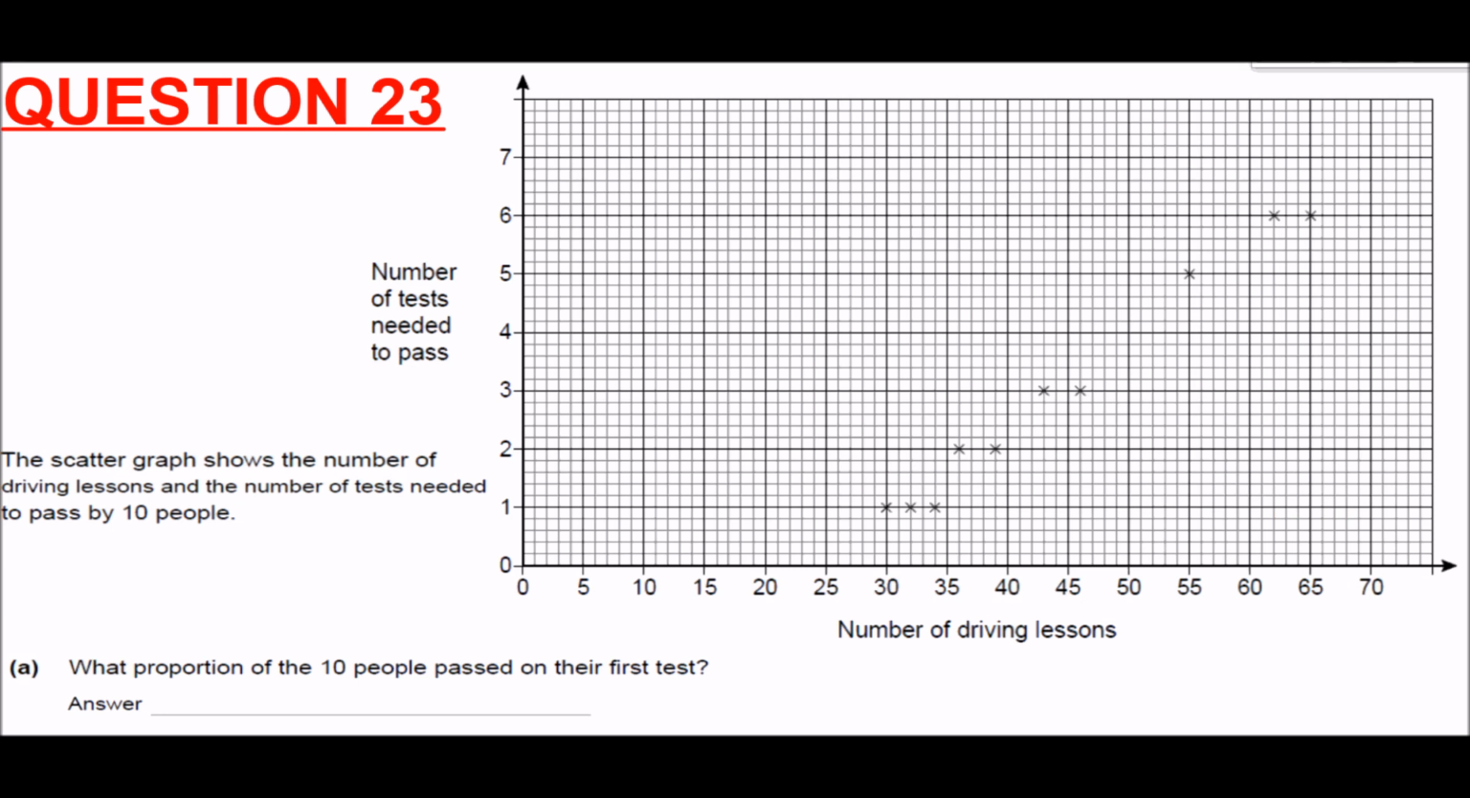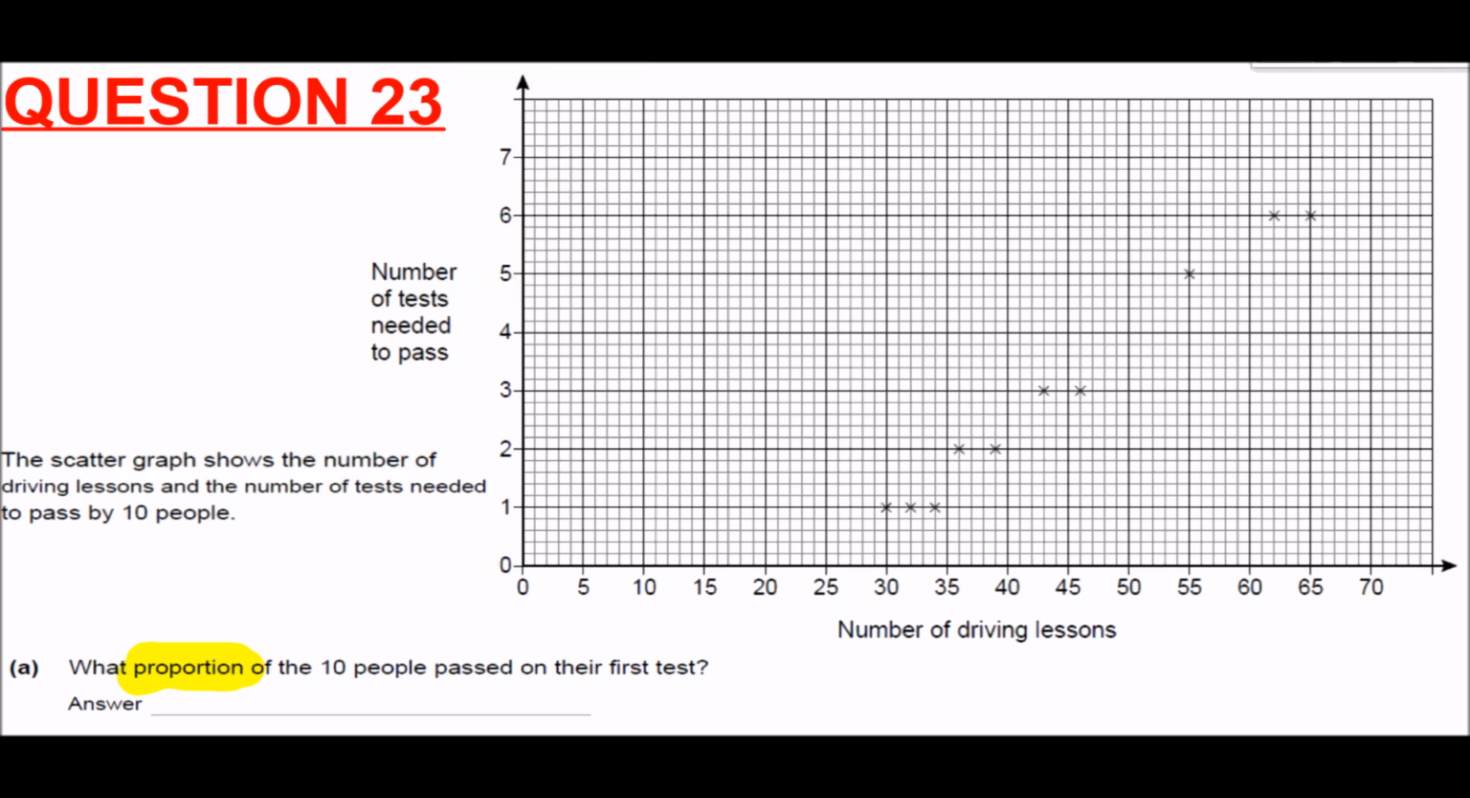Question 23. We have a scatter graph that shows the number of driving lessons and the number of tests needed to pass by 10 people. And we're asked what proportion of the 10 people passed on their first test. Not how many people passed on their first test. The big clue here is asking us for what proportion passed. So by proportion, we'll mean either a fraction or a percentage.